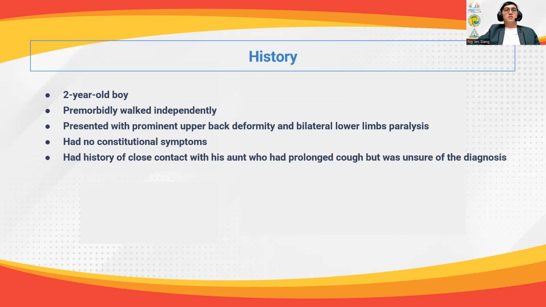I'd like to share a case of a 2-year-old boy who pre-morbidly walked independently, presented with prominent upper back deformity and bilateral lower limb paralysis. He had no constitutional symptoms.